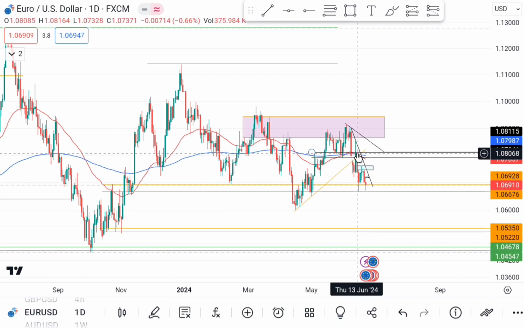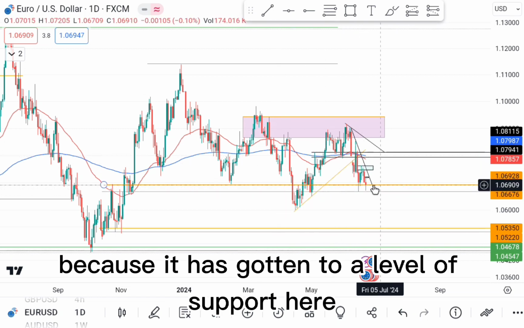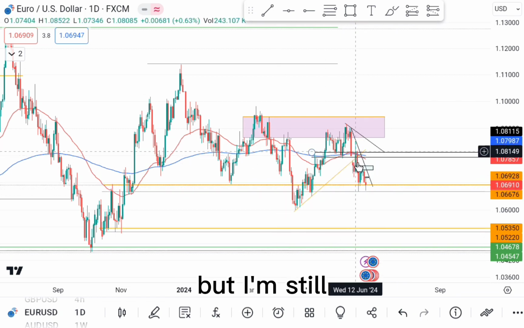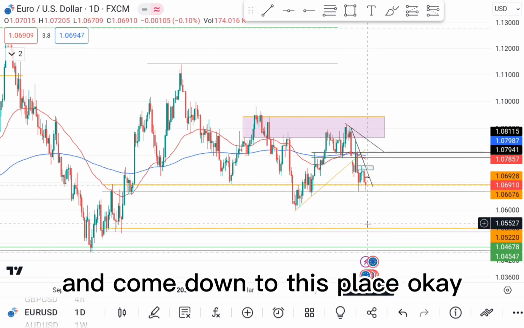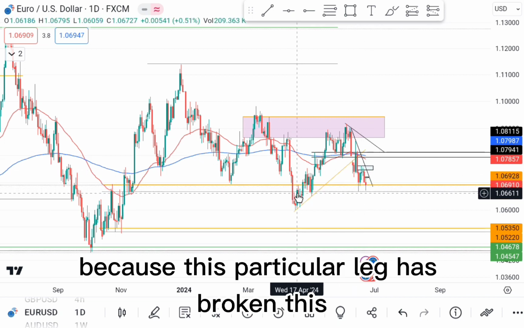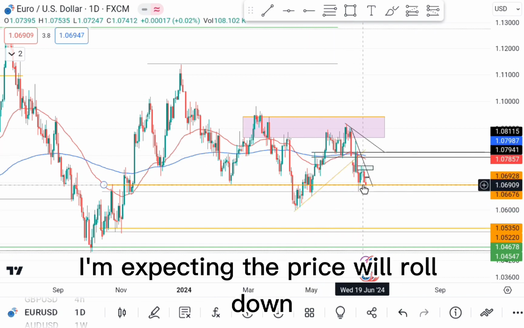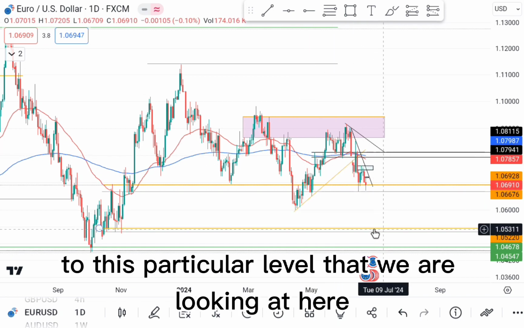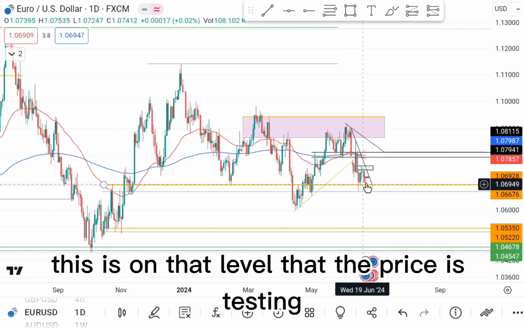But currently we cannot sell here because it has gotten to a level of support here. But I'm still expecting the price to break this particular support and come down to this place. That is my target, that this support is going to be broken because this particular leg has broken the support already. So I'm expecting the price to roll down to this particular level that we are looking at here on the daily time frame. But here, this is another level that the price is testing currently.